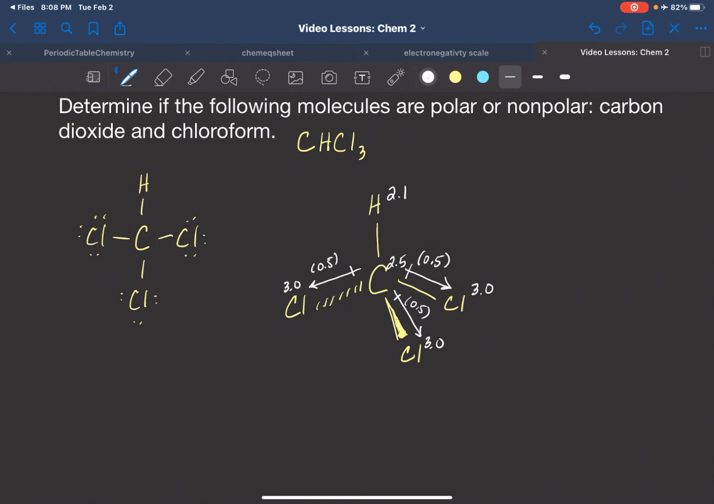Now we have the carbon-hydrogen bond, 2.1 and 2.5. Well, we can see that 2.5 is greater, so there's a greater pull to that carbon, or the carbon is pulling it, right? So the hydrogen doesn't have as much of a pull. The carbon has a greater pull. And the difference there you see is 0.4.